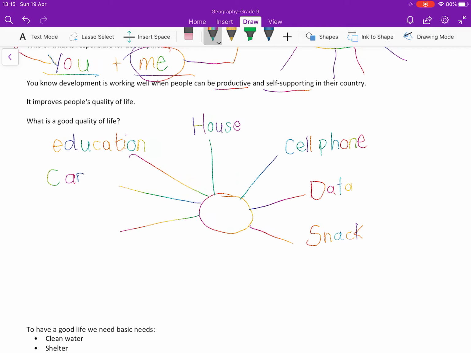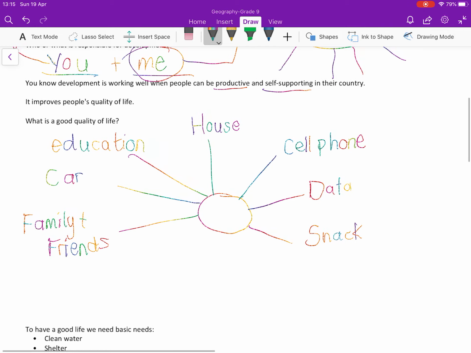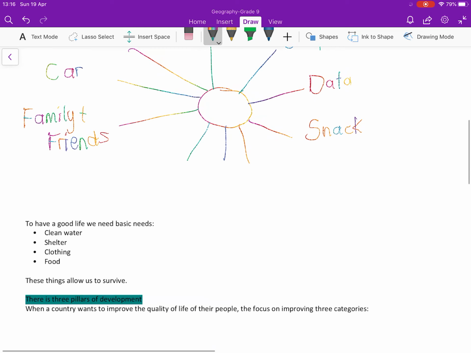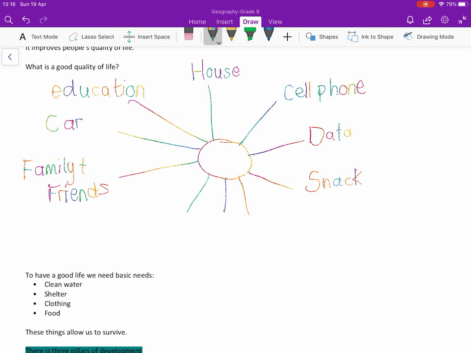A good quality of life means you have free access to your family and to your friends. You can build relationships with people. And whatever you want to add on to what is a good quality of life, you can add on to your activity that you need to do. So obviously we all see a good quality of life differently.